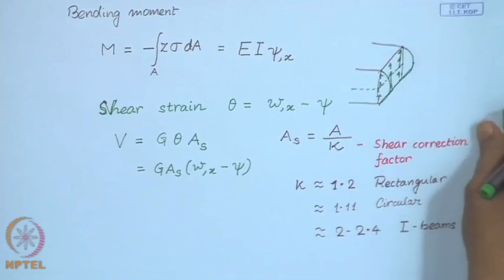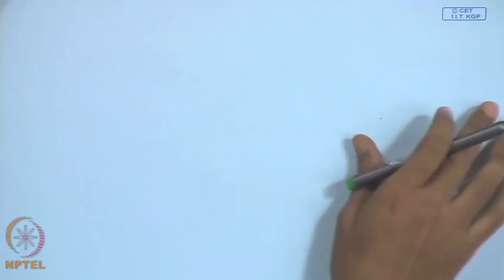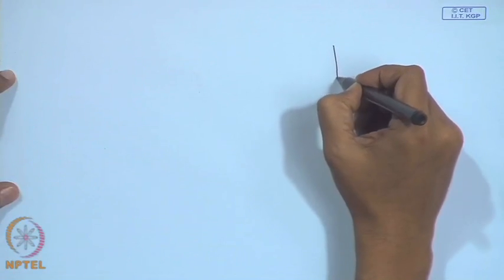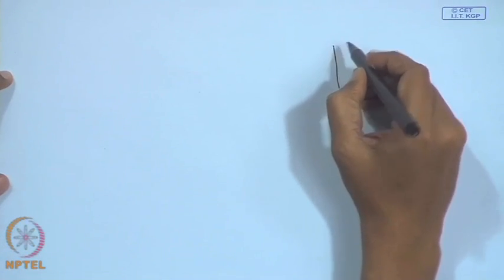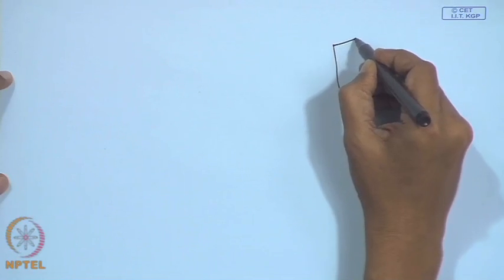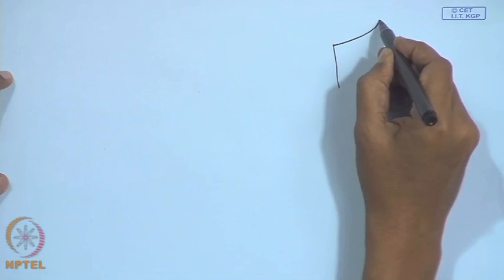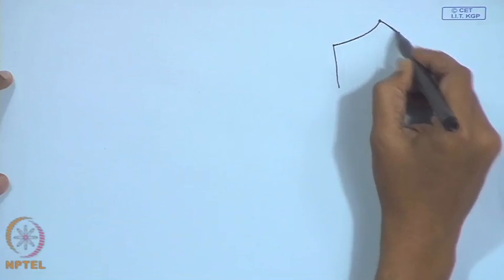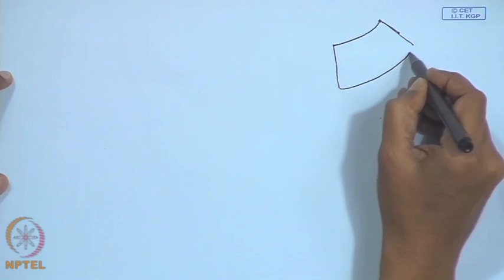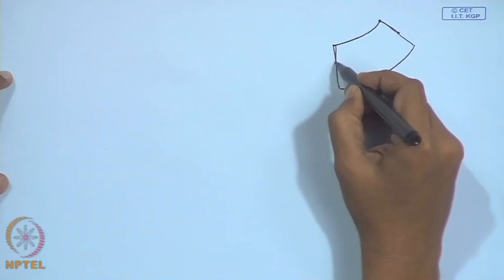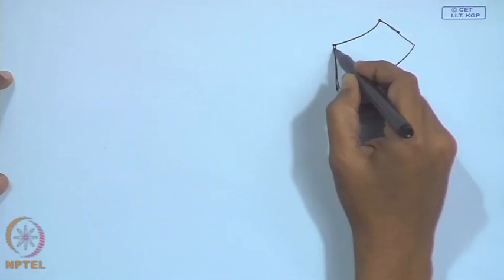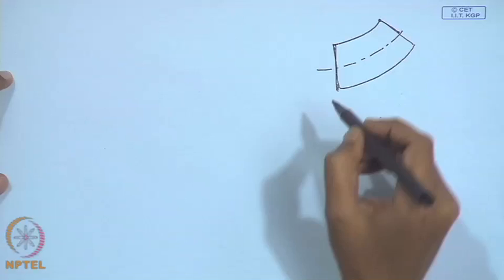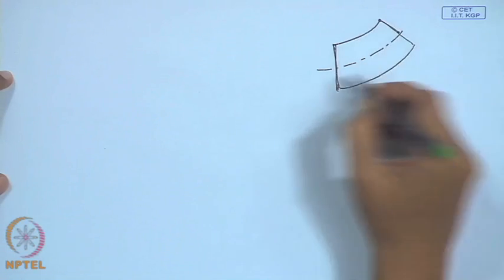Now, so we have these forces and moments. Let us look at the free body diagram of this beam element. So, this is an exaggerated view.